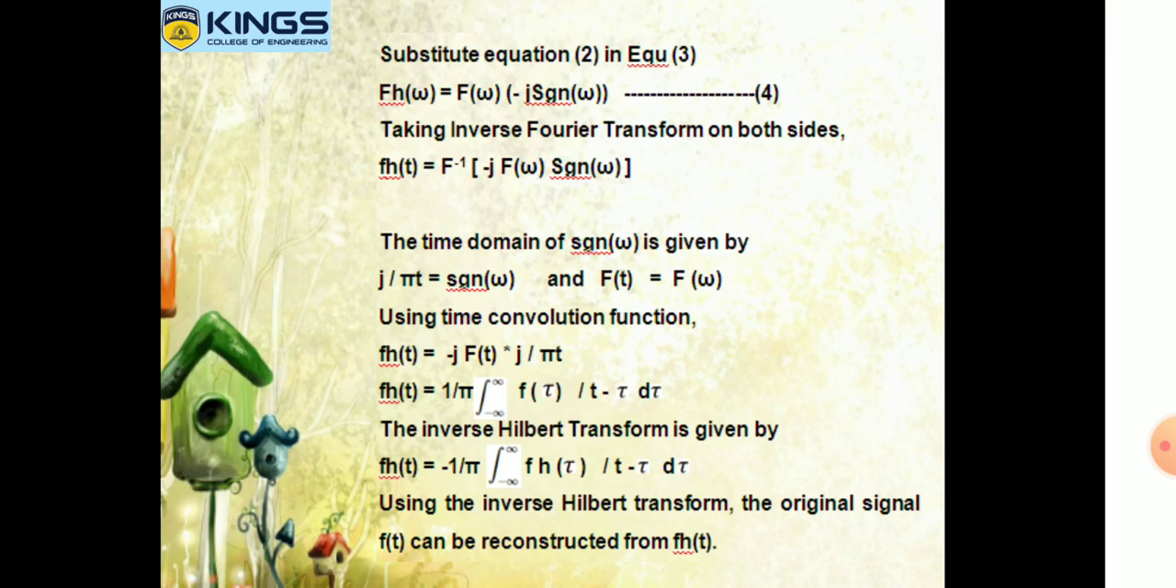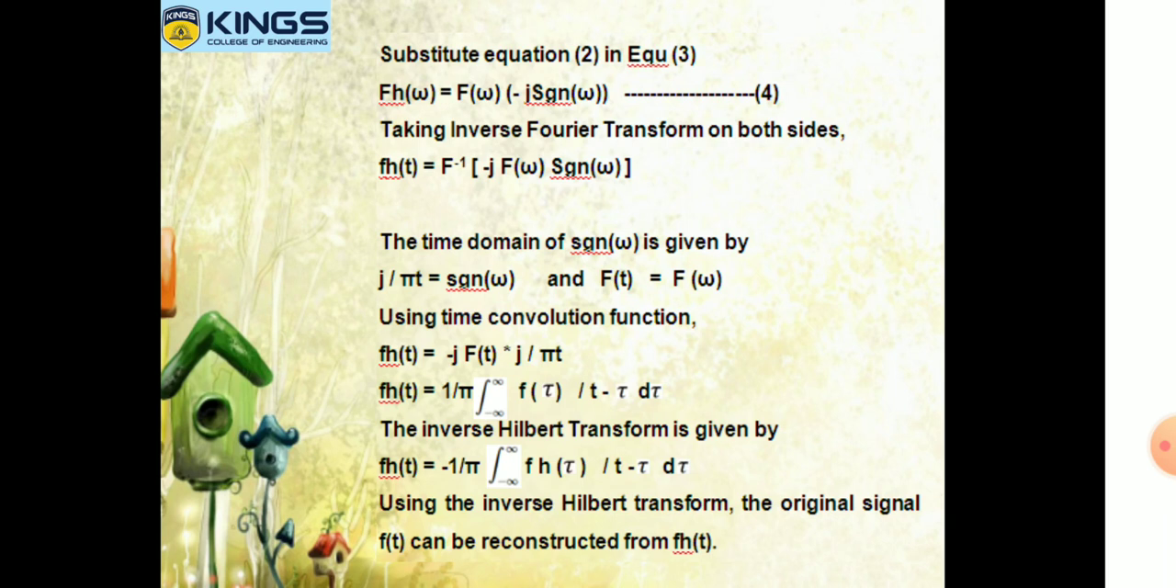Have it as expression number 4. So taking the inverse Fourier transform on both the sides, we will be getting fh of t is equal to F inverse of minus j F of omega into signum of omega. So the time domain of signum of omega is given by j by pi t, and F of t will be equal to F of omega.